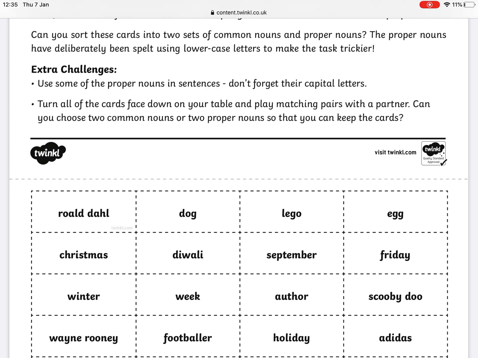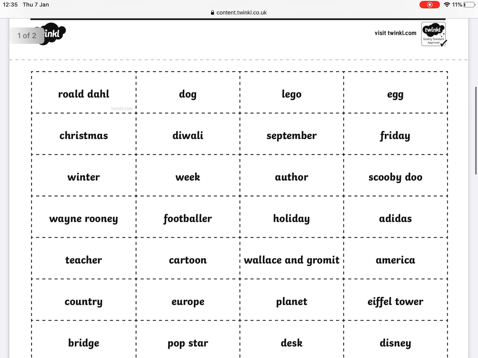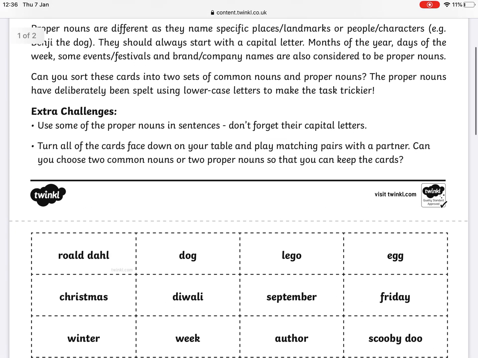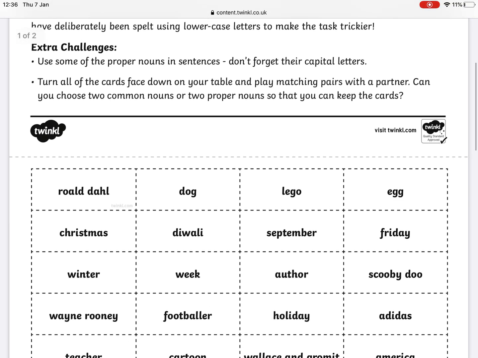What you could do is write above them where the capital letters should go. For example, in this Roald Dahl one here, you could do a capital R and a capital D at the top. So it's up to you. You can write these words out onto paper, or you could cut them out, or print them out. So it's whatever's easy for you. There's lots of them on there, and so for a hot challenge, you could take some of these and write some sentences using them. Don't forget your capital letters.